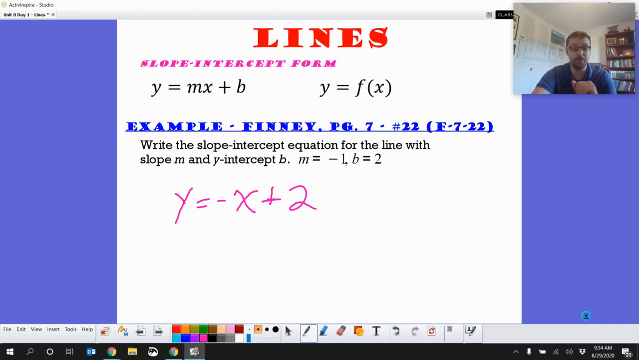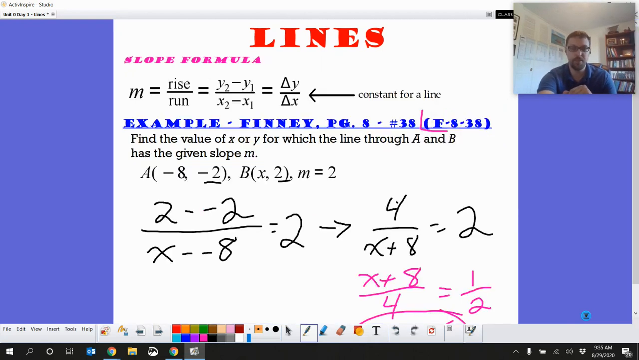Now, one thing I forgot to mention is these. I'm taking these out of our Finney book, and I'm going to do that a lot. I'm going to be pulling from the example set. So rather than writing down this whole problem, I should have said this on the first one, you just want to write on the little side F-7-22, Finney, page 7, number 22. You can do the same thing on that last example. Rather than writing down the full thing, just Finney, page 8, number 38.